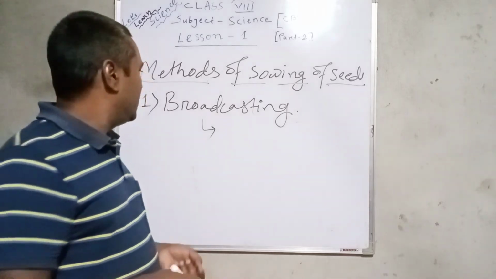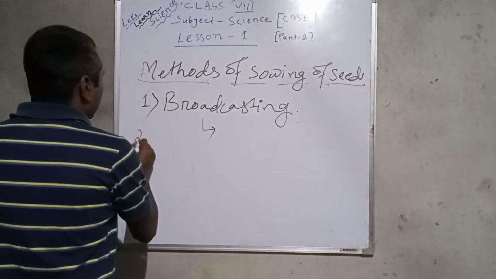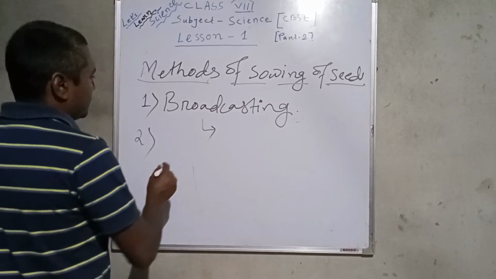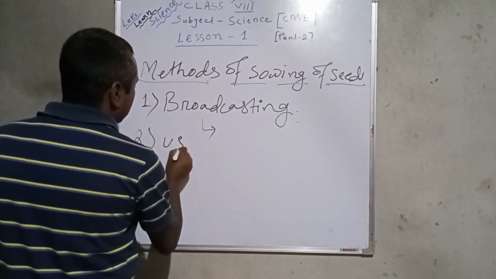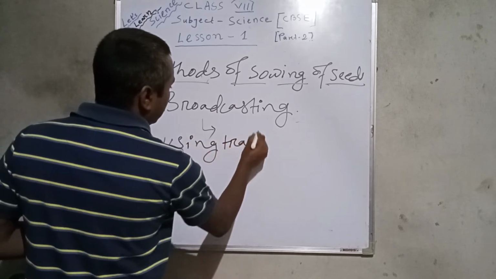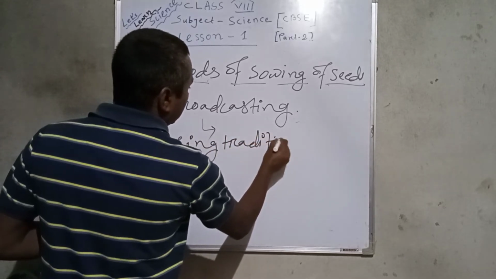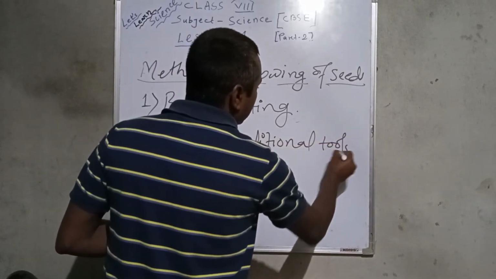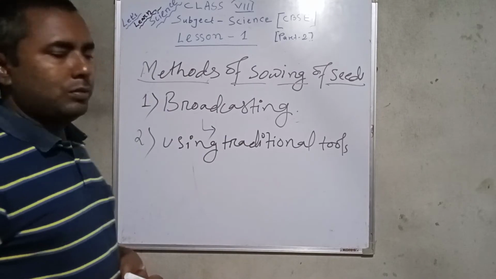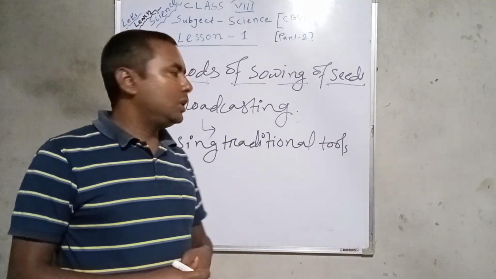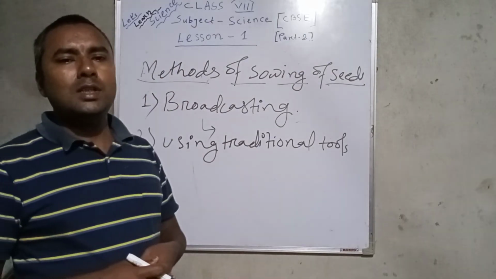Is it clear? Next one. Using traditional tools. What is it? It is also a method of sowing seeds.